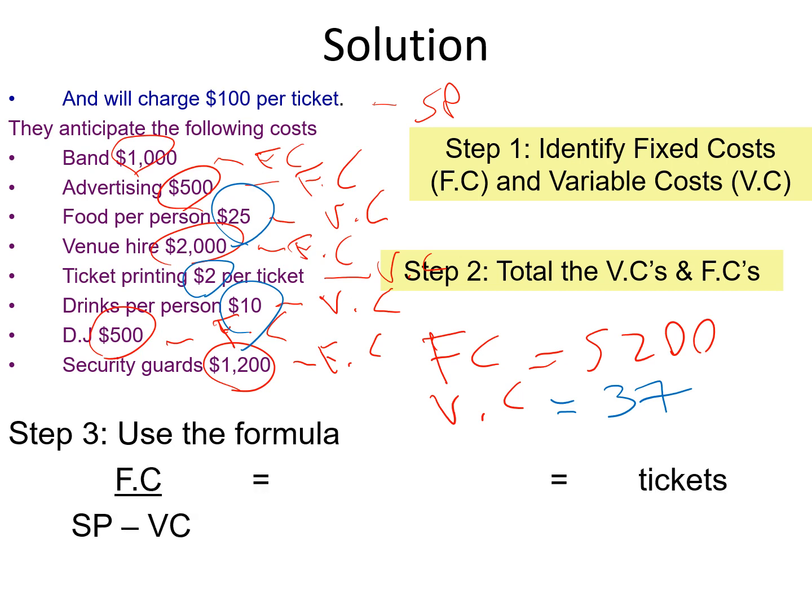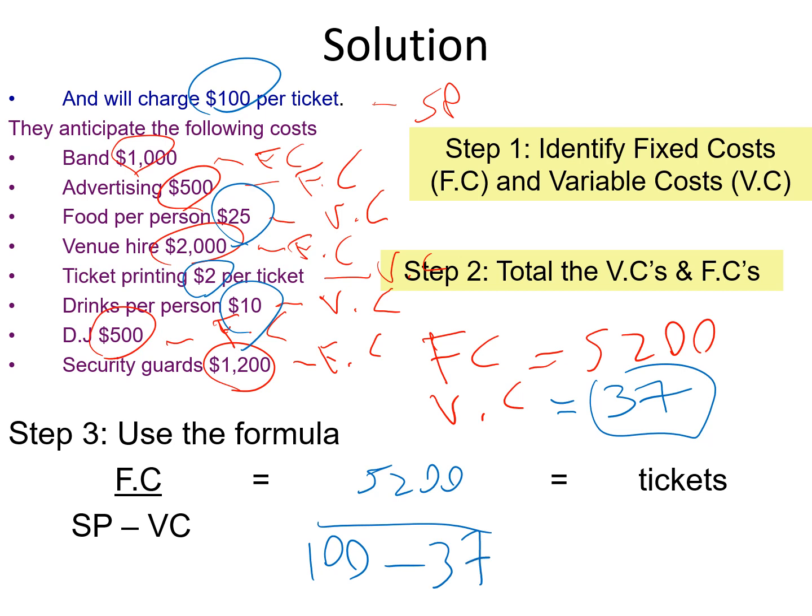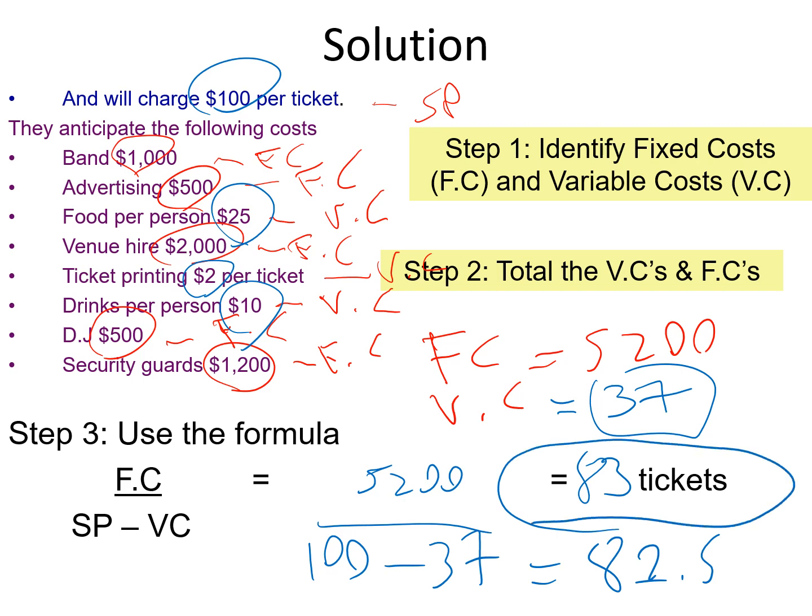Fixed costs over selling price minus variable costs. So our numerator is 5,200, our fixed costs. Our selling price up here, $100 per ticket, minus our variable cost here, 37, 5,200 divided by 63 equals about 82.5. But let's round up. We can't sell half a ticket, so we'll have a slight profit. So our break-even point is 83 tickets.